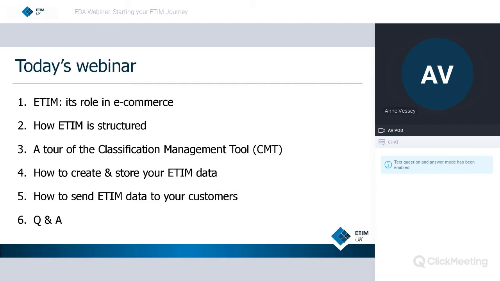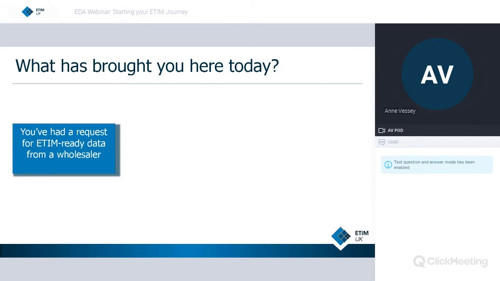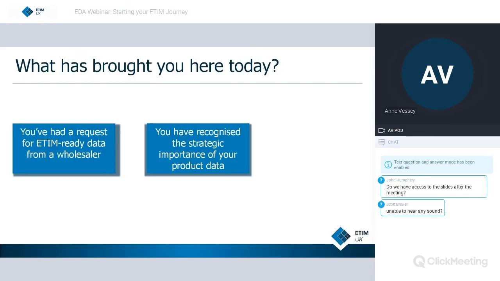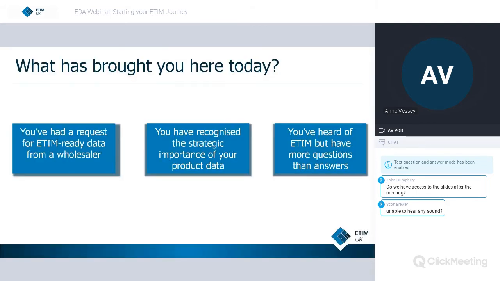So without further ado, I'm going to make a start. It's my job to talk to you about ETIM and what it can do for you as a business and a manufacturer. But let's just recap on what has brought you here today. You may, as a manufacturer, have had a request for ETIM-ready data from a wholesaler. You may have recognised the strategic importance of your product data. I think, well, okay, this is a great opportunity for us as a manufacturer. You may have just heard of ETIM, but have more questions than answers. Maybe a mix of all of those three and maybe more, but whatever the reason is, we're very glad you're here.